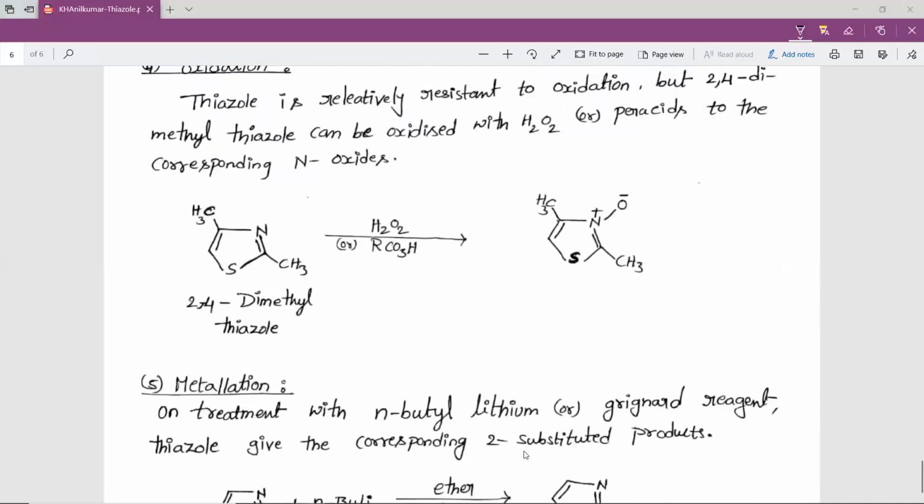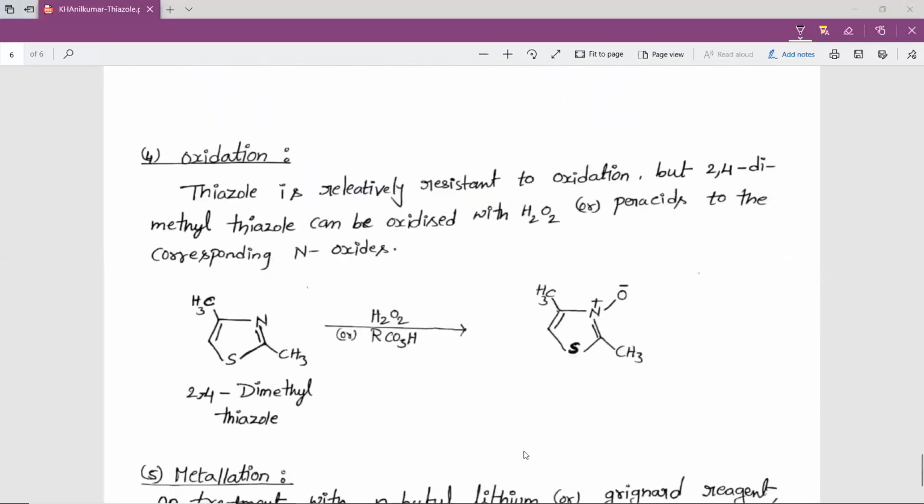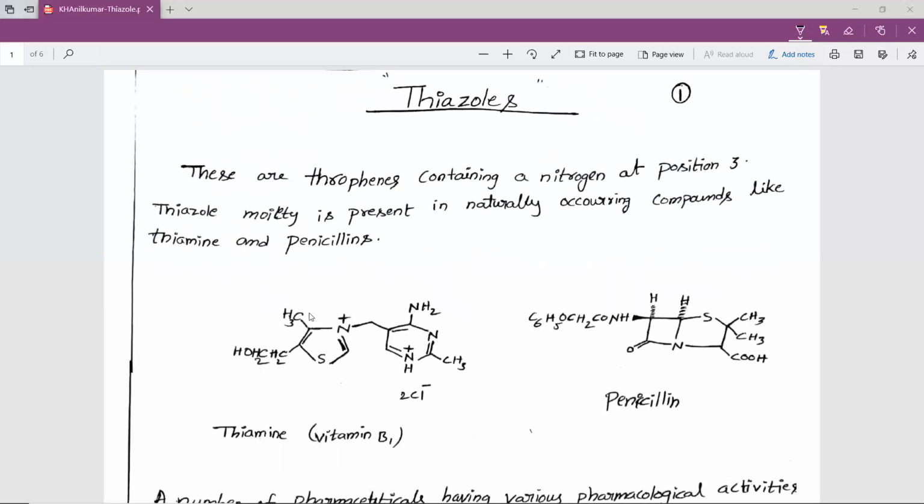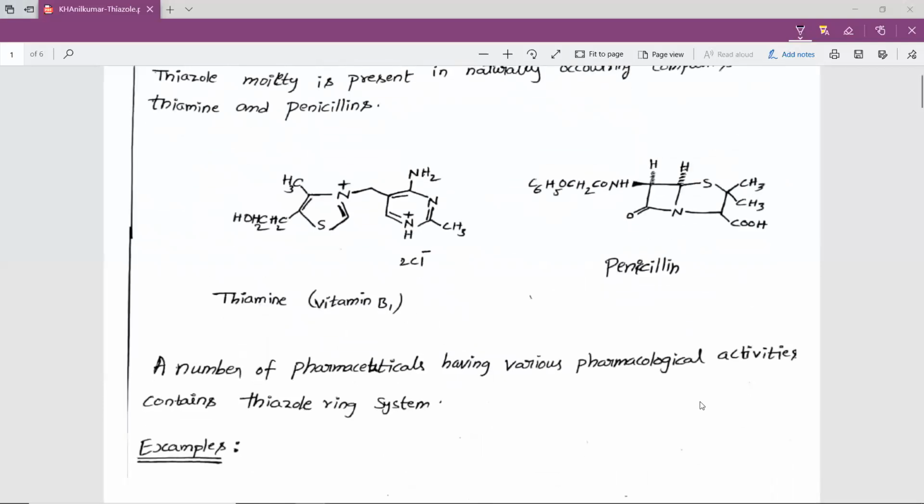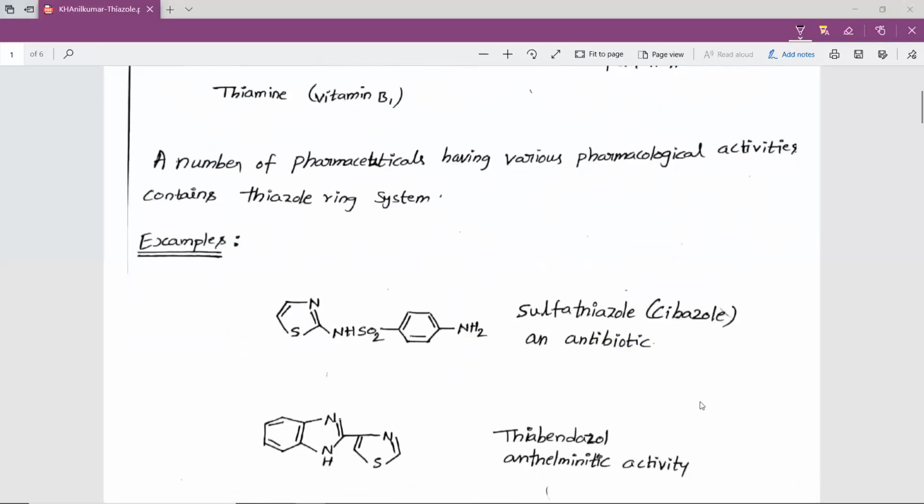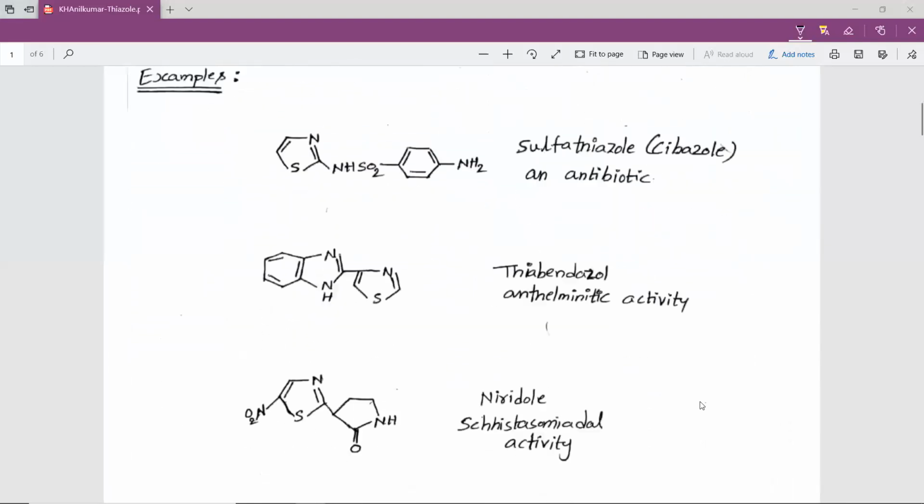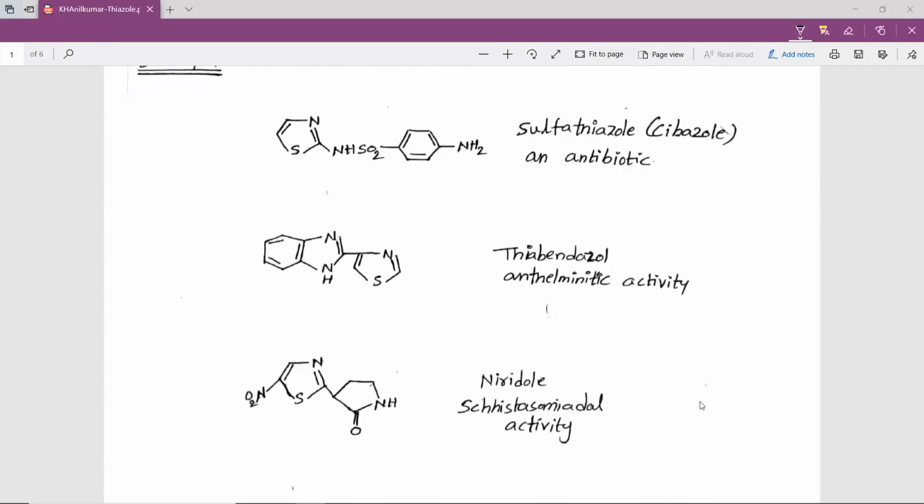Earlier, at the beginning, we have seen its importance. The thiazole ring is part of many naturally occurring compounds like vitamin B1, that is thiamine, and it is also a part of the penicillin structure. You can see here, the thiazole ring is part of vitamin B1, and it is also part of the antibiotic penicillin. There are also other compounds of pharmaceutical importance like sulfathiazole, thiabendazole, and neridol. These are some important compounds containing this thiazole ring system.